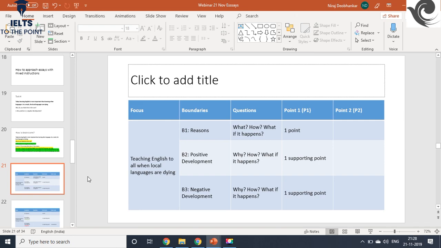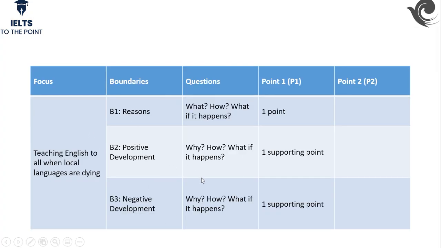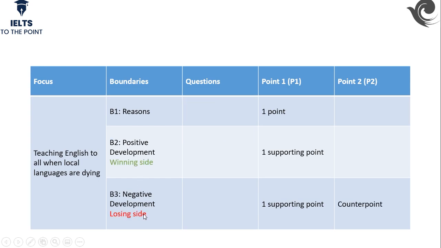Now we have to choose whether this is a positive development or a negative development. So we put one counterpoint for whichever side we think is losing, or for whichever side you get a counterpoint very easily. I don't really care which is winning or which is losing. I just care that I get one counterpoint somehow. So sometimes it could be for negative development, sometimes for positive development. Whatever happens, I just go ahead with it. At the end of the day, I know that to write 250 words, I need to have 4 points total.